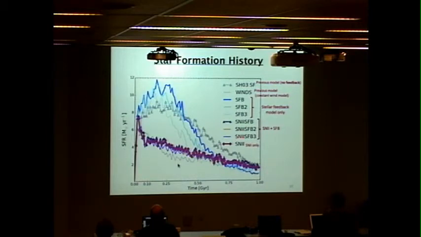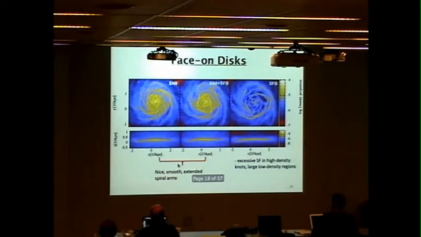Stellar feedback doesn't have a significant impact. It just slightly decreases the star formation rate compared to the supernova case. Okay, this is a face-on disk image. It has different features. Here's one with the supernova feedback only. Here's one with stellar feedback. And this is only the stellar feedback. In the stellar feedback only case, the feedback is not enough. Therefore, they have excessive star formation in high density knots in the beginning, and that enhances the star formation quite a bit, and then it produces these pockets of low density regions due to feedback. So this face-on picture is very different from these two. In these two cases, they have nice, smooth, extended spiral arms.